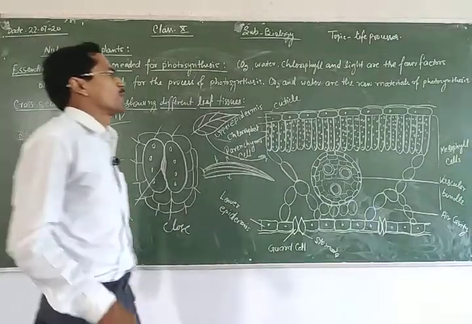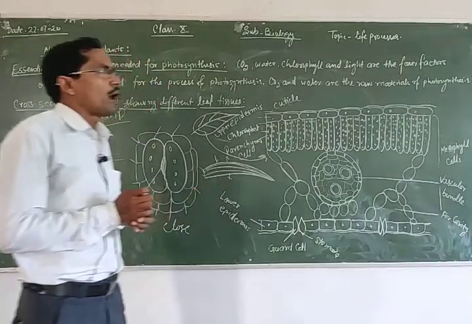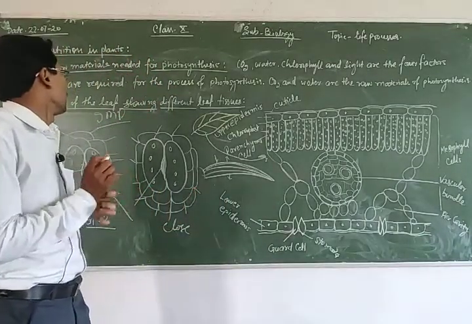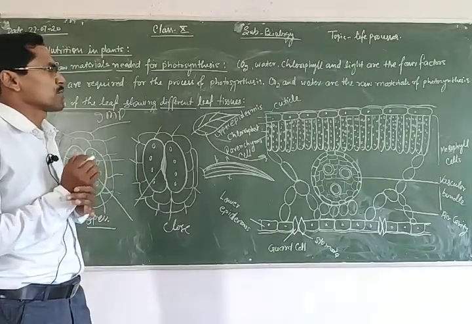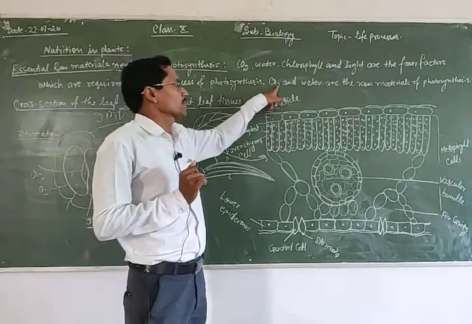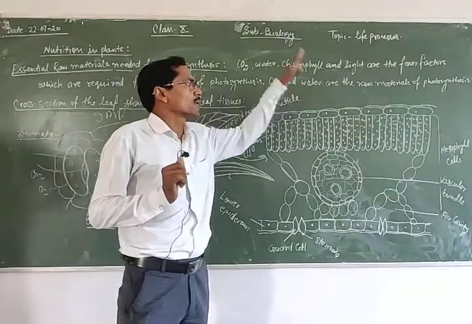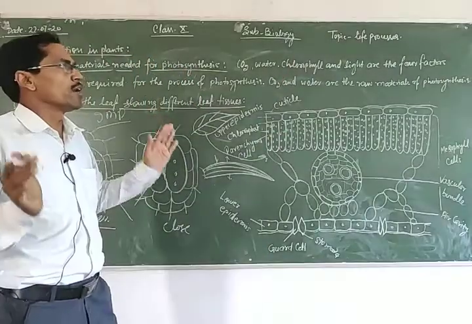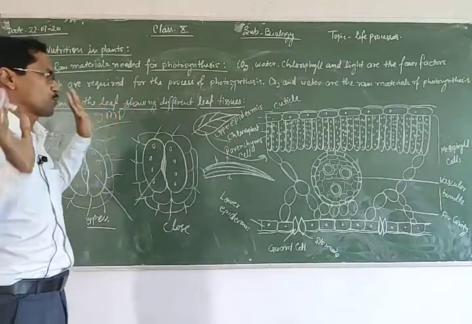Carbon dioxide, water, chlorophyll and light are the four factors which are required for the process of photosynthesis, in which you see that carbon dioxide and water are the raw materials of photosynthesis, that is, inorganic raw materials.